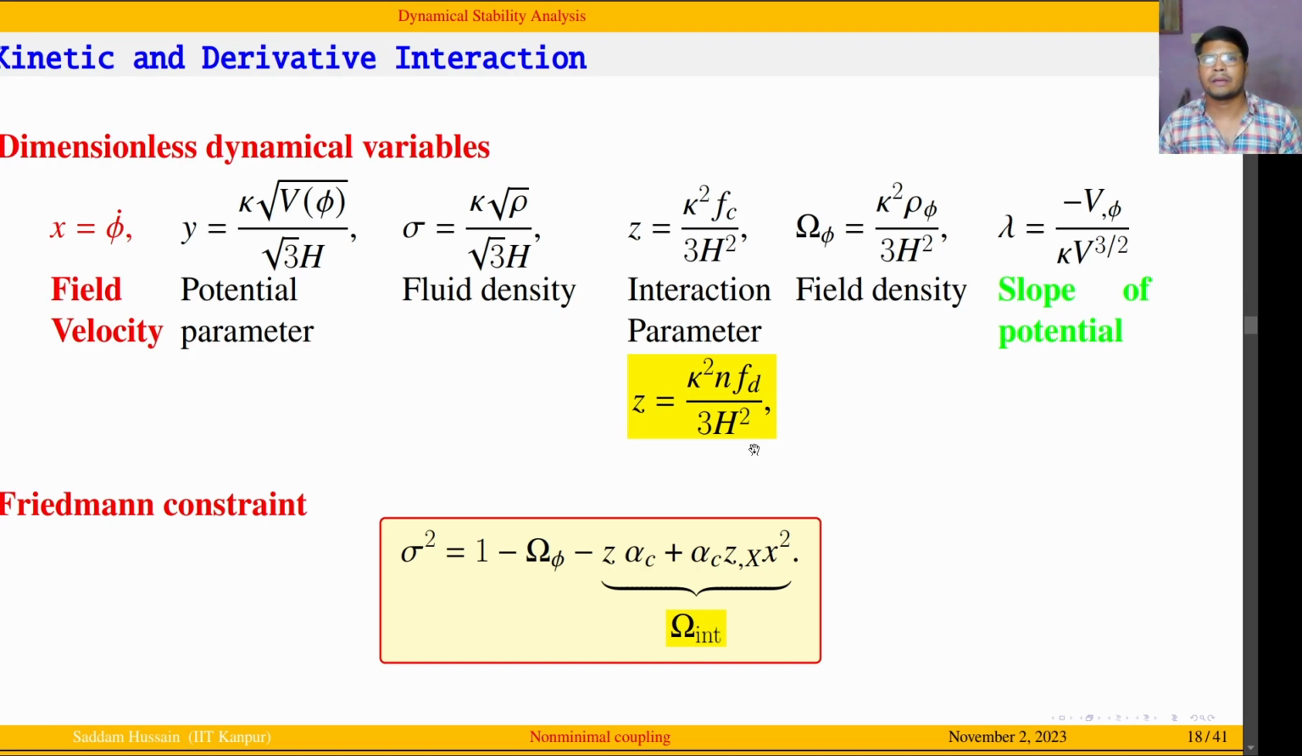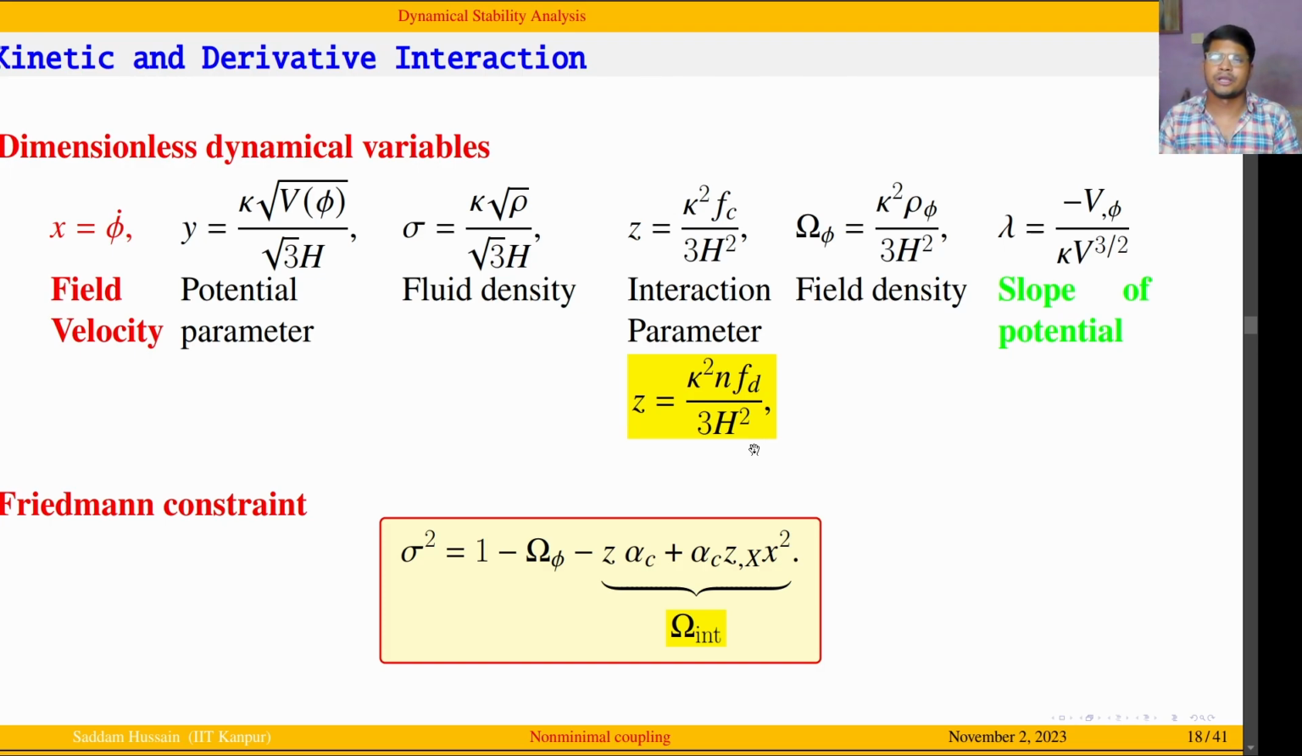So for that additional parameter, if it is left out, you cannot express those things in terms of your presumed variables. So what you have to do is additionally define the new variables and then systematically construct your differential equations and all those things, right? So over here, if we use the kinetic coupling, we have z squared equal to kappa squared f_c over 3H squared, and for the derivative case, we have to multiply with an f_d, right?